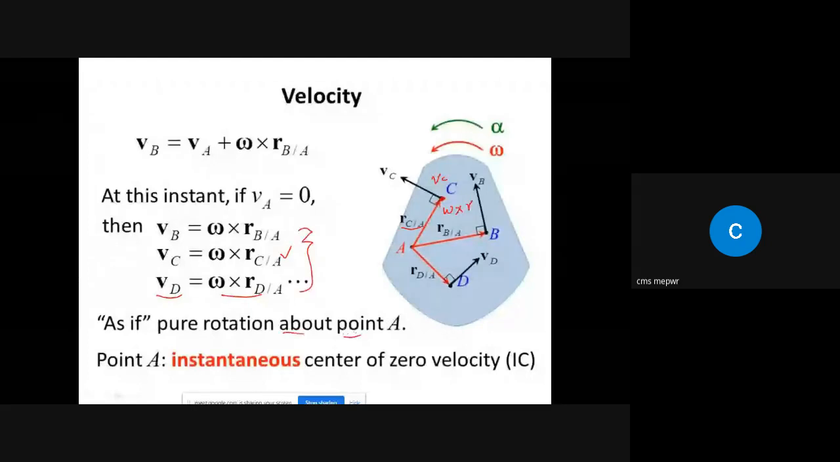right? So if there is no translation, if VA becomes equal to 0, and if it is a pure rotation case about point A, then in that case, point A can be called the instantaneous center of zero velocity. Instantaneous center of zero velocity, and it is represented in short as IC. Now here the word instantaneous comes from instant, meaning at that specific instant the velocity will be 0, at that specific instant, right?